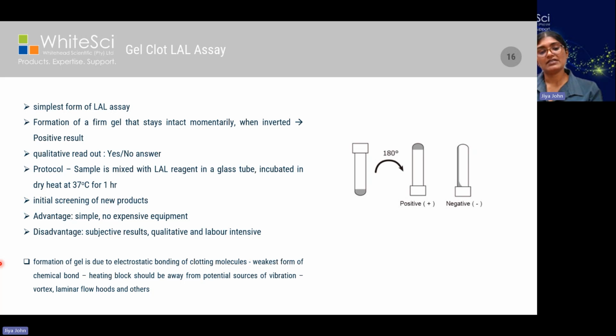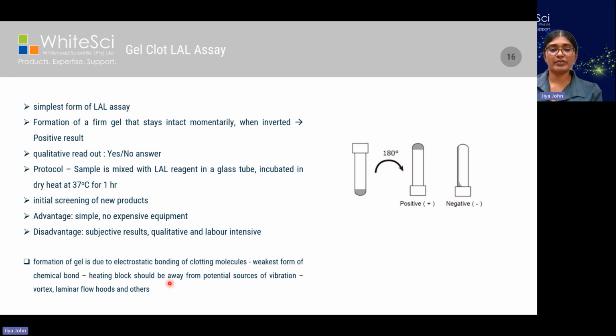The disadvantage is that it is subjective. I can look at the test tube, look at the gel and say, okay, that is a firm gel. Someone else can come and say, no, that does not look firm to me. That's where the subjectivity comes in. And it's qualitative, so if you want to know how much endotoxin is present, this assay will not be the one to go for. And it is labor intensive.